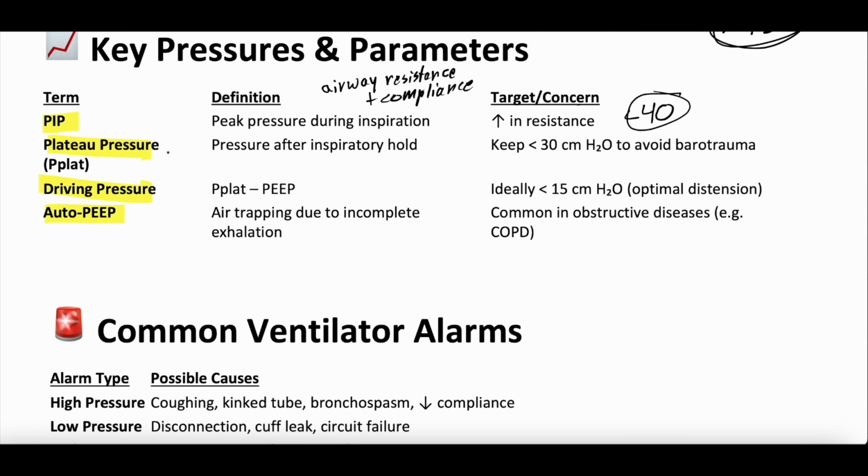Plateau pressures are driven from an inspiratory hold. So the ventilator pushes a breath in, and then it pauses, and there's no flow. The breath's just sitting in the lungs. So there's no longer air moving past the airways, so it doesn't look at airway resistance. This is really looking more at lung compliance.